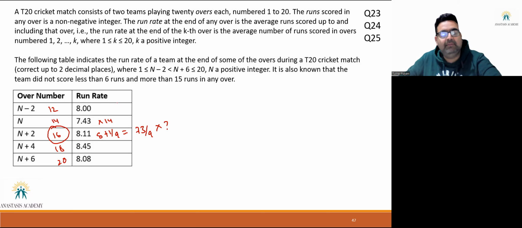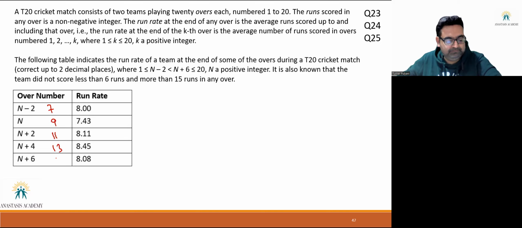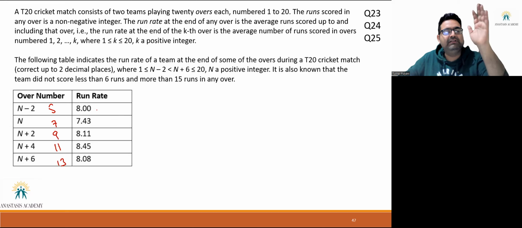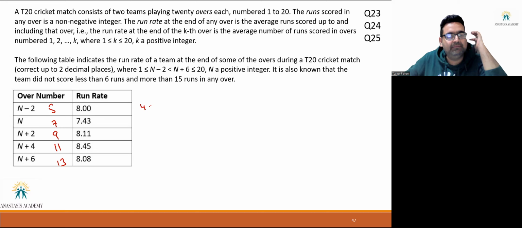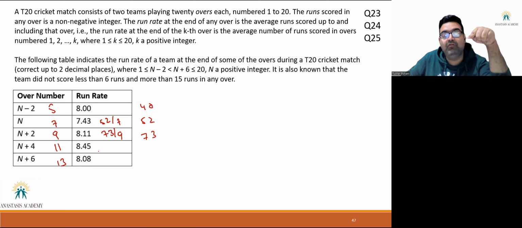So that means my values were 7, 9, 11, 13. I'm sorry, we had to start from n minus 2. This will be 5, n is here, 9, 11, 13. And you can check all fit. 5 into 8 will be 40. 7 into, this is 52 by 7. This is 70. 8 plus 1 by 9, 73 by 9. So multiplying, 52 will come. This will be 73.